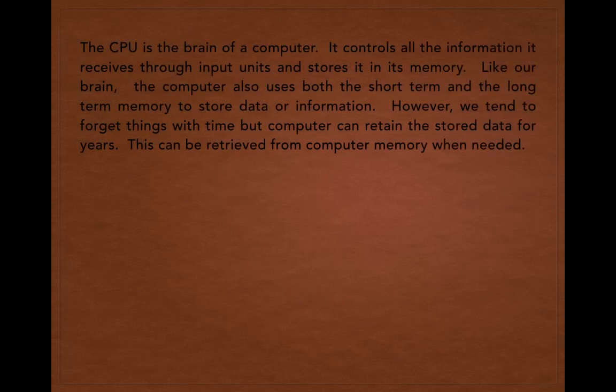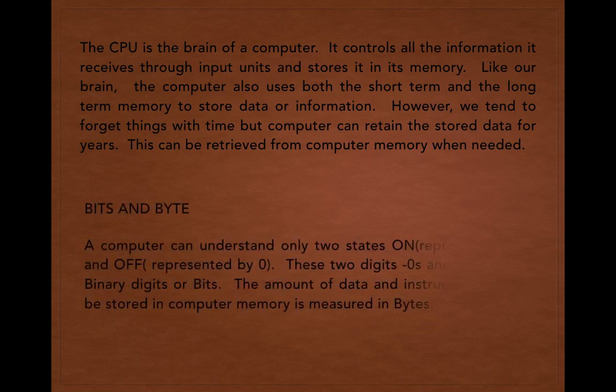CPU, the brain of a computer. It controls all the activities, right? It has long-term and short-term memory, which helps to store the data temporarily or permanently. Now, we have also seen that computer can understand only two states, that is on and off, that is 1 and 0. On represented by 1 and off represented by 0.